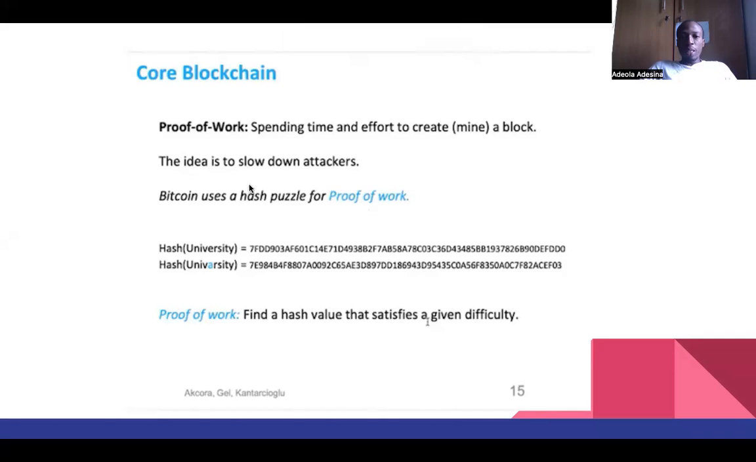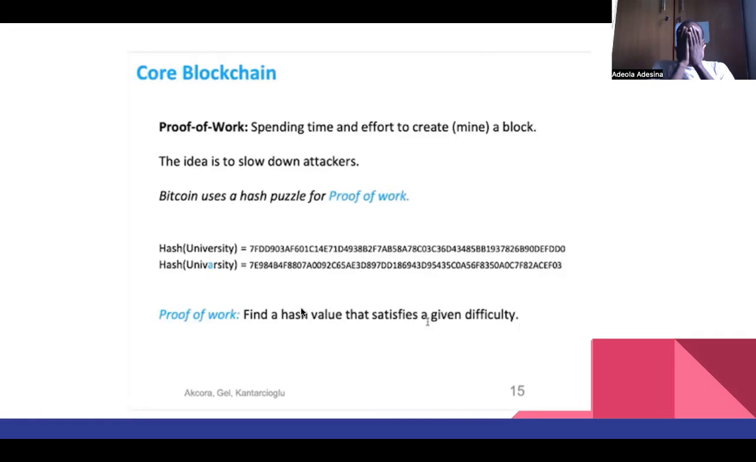So Bitcoin uses this particular hash puzzle for proof of work, stating that we want to find the hash value that satisfies a given difficulty. The miner wants to find the hash value that satisfies the given difficulty. But for Bitcoin, that given difficulty is in terms of energy, right? So it has to be generated. Energy has to be expended for this hash value to be found.